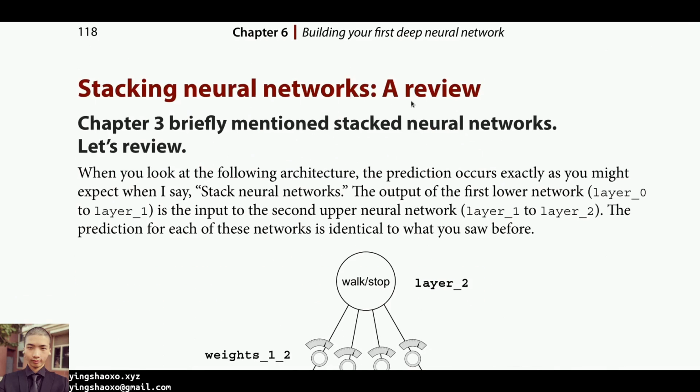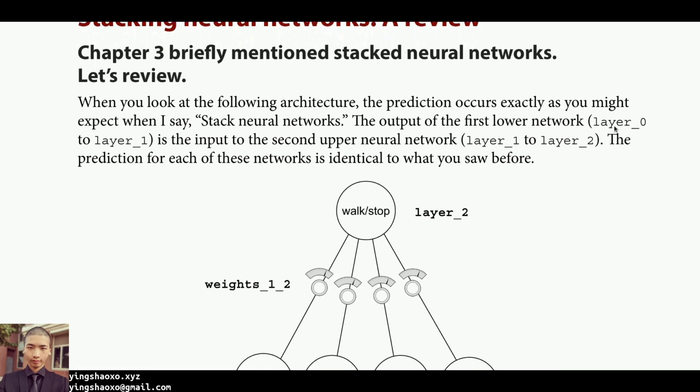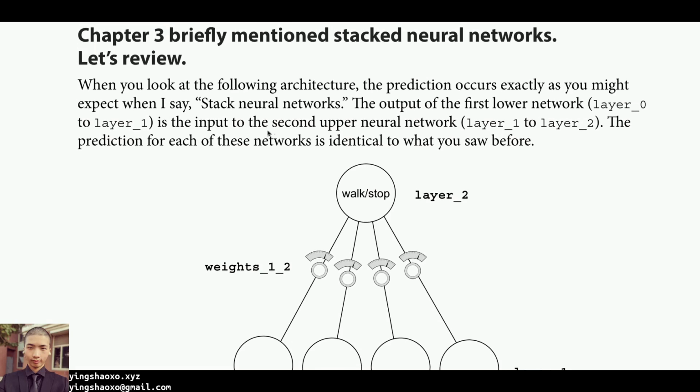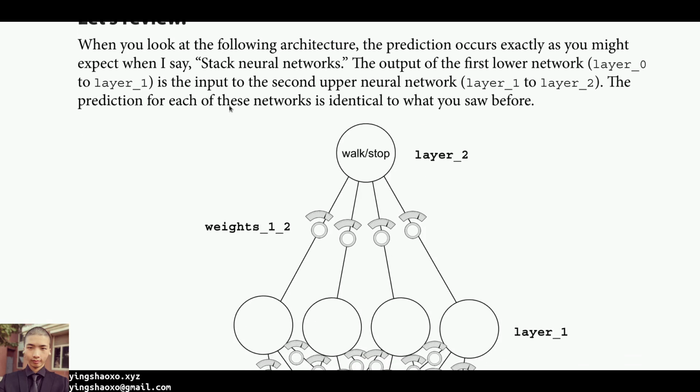Stacking neural networks, a review. Chapter 3 briefly mentioned stacked neural networks. Let's review. When you look at the following architecture, the prediction occurs exactly as you might expect when I say stack neural networks. The output of the first neural network, the layer 1 and layer 0, is the input to the second upper neural network, layer 1 and layer 2. The prediction for each of these networks is identical to what you saw before.